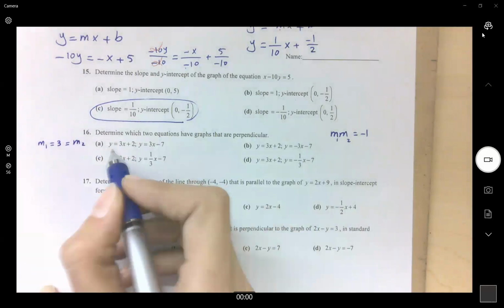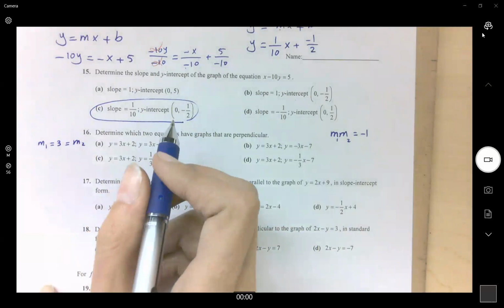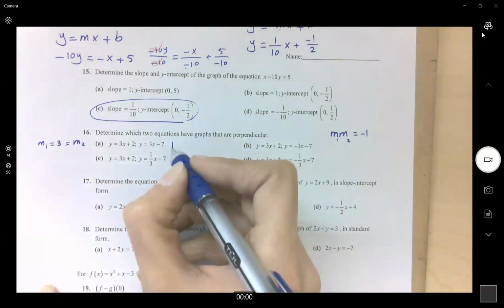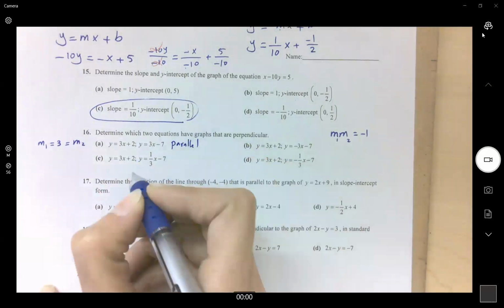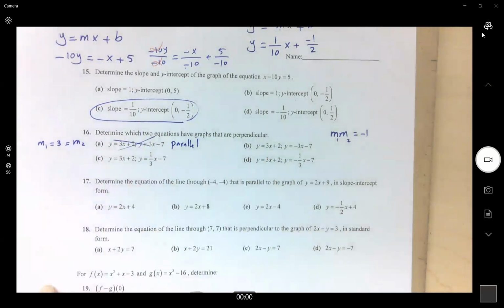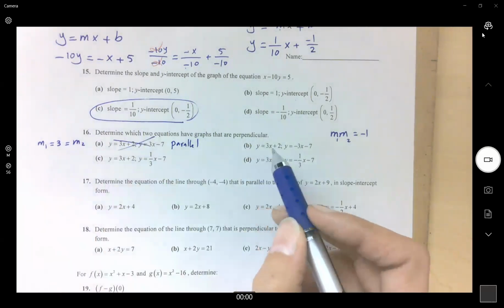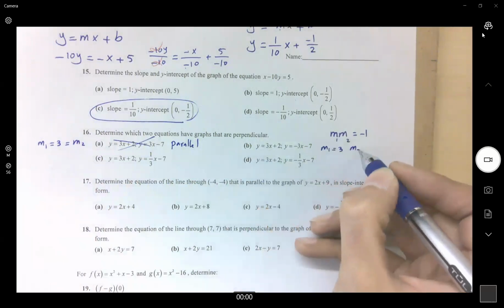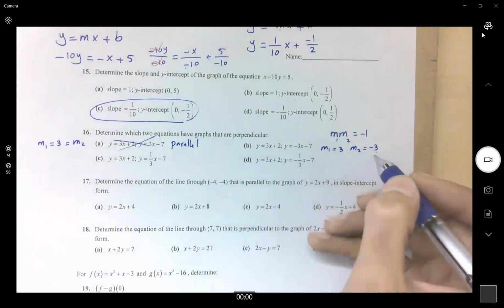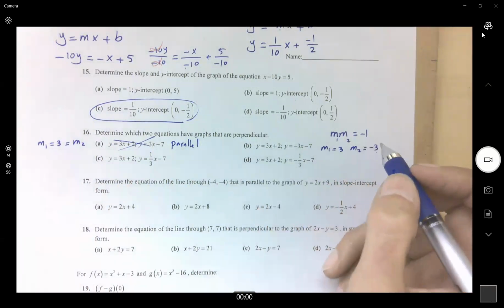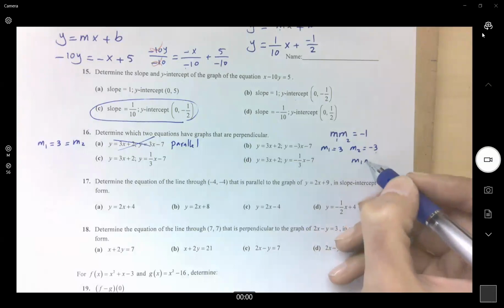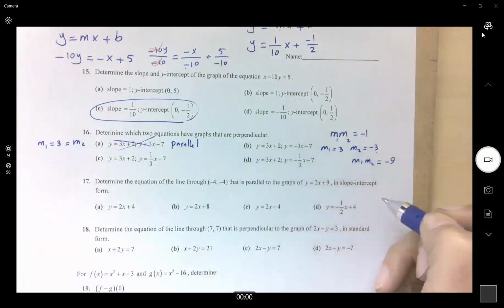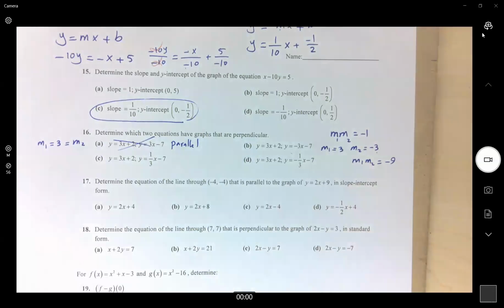This says these 2 lines are parallel to each other, not perpendicular. So these are parallel. So it's not the answer. Take a look at B. It says slope is 3, slope is -3. If you multiply these two, it's -9. M1 times M2 is -9. It's not -1. We don't have any relation here. It's not the answer.